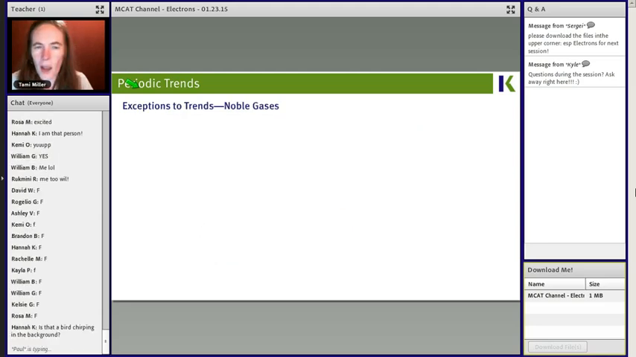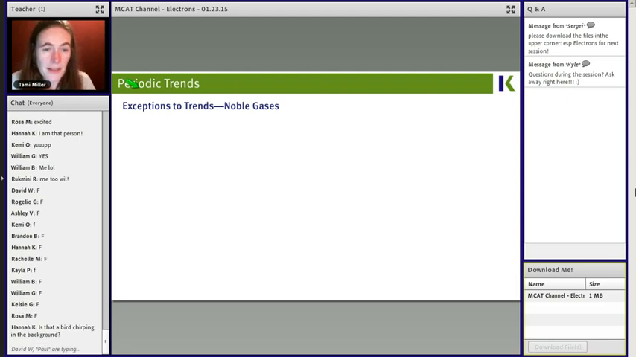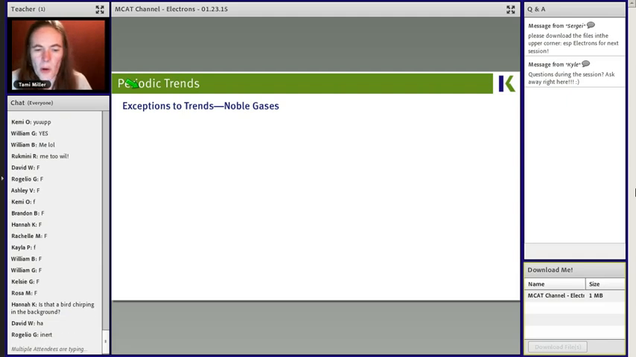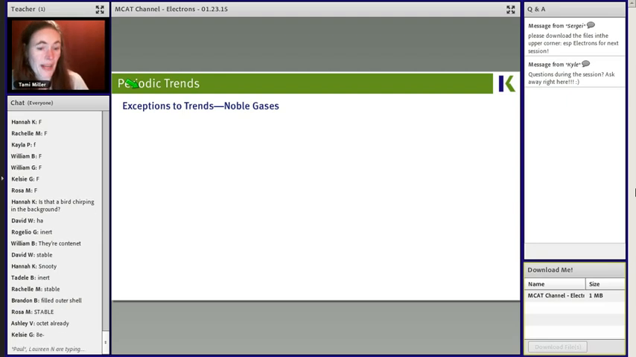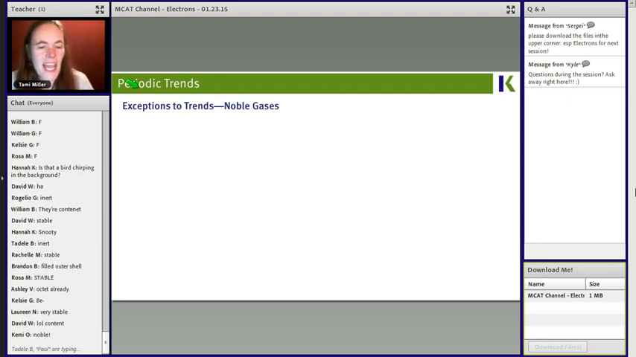Let's talk about the exceptions to these guys. The exceptions to these guys are our noble gases. Okay, tell me something about the noble gases. What do we know about noble gases? What makes them happy? Oh, they're snooty. I love that, Hannah. They're content. They're stable. Okay, they have a full octet.